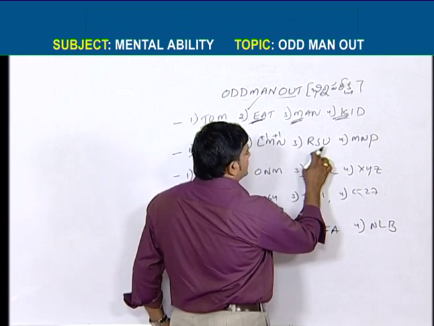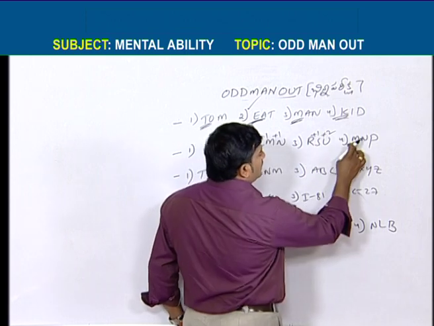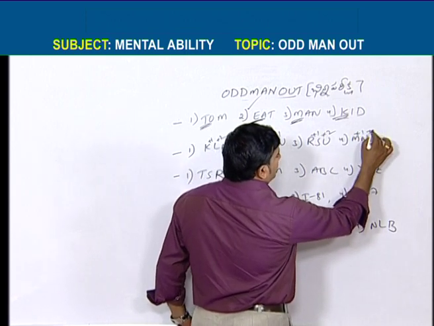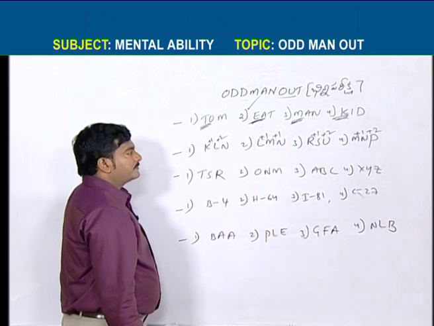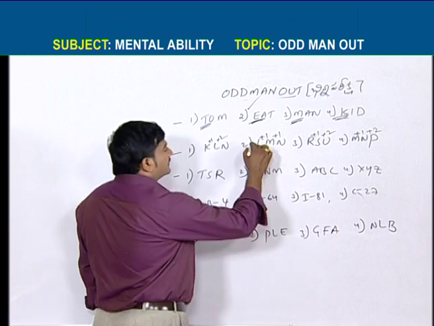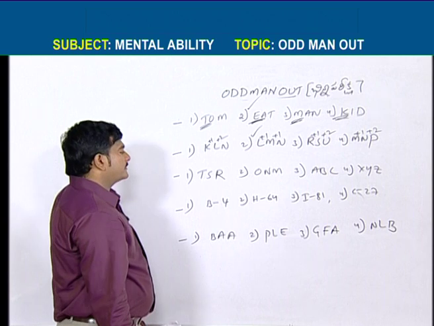RS. 18, 19 means plus 1. 19, 21 means plus 2. N means plus 1. N 16 means plus 2. So it's very clear. Plus 1, plus 2 in all the cases except in the second option. That's why the answer is the second option.